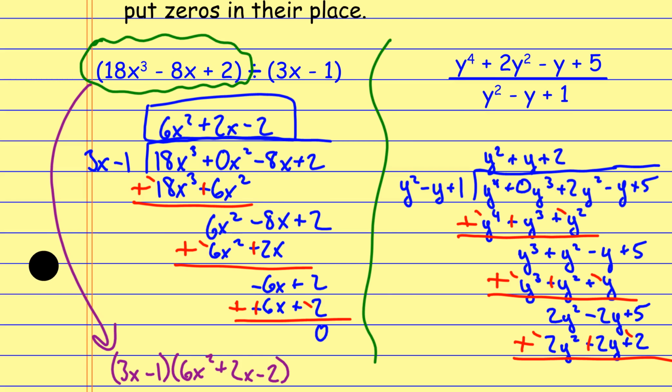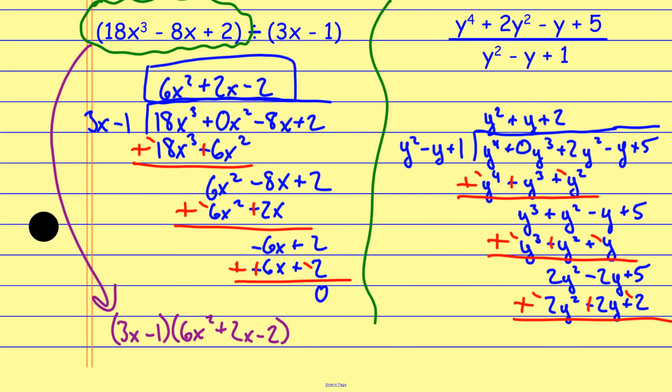And what happens here when I subtract, it looks like I'm just left with a 3 unless I made a mistake somewhere. Let me double check it. And I don't see anything, so it looks like my remainder is just going to be the 3 over the thing I was dividing by, which is the y squared minus y plus 1.